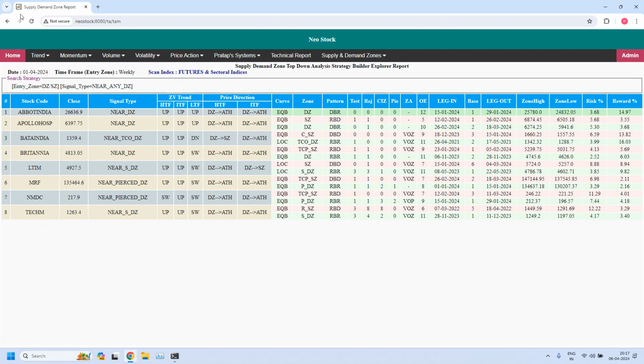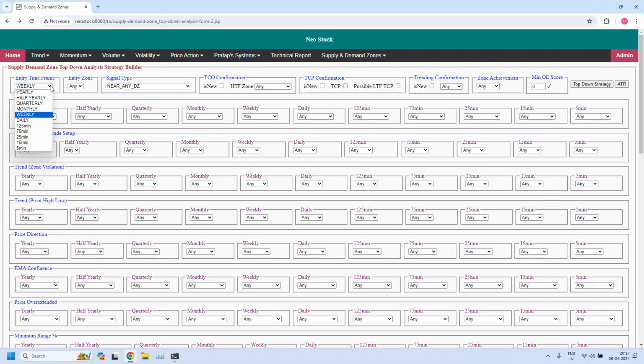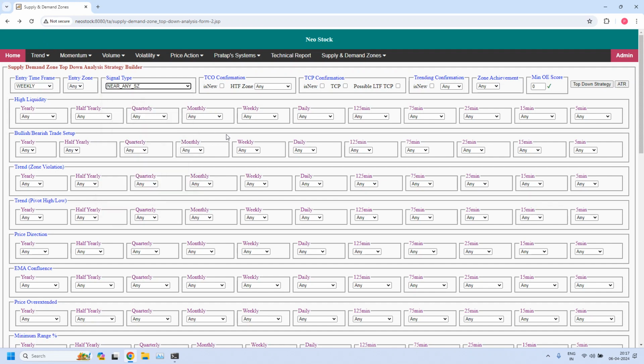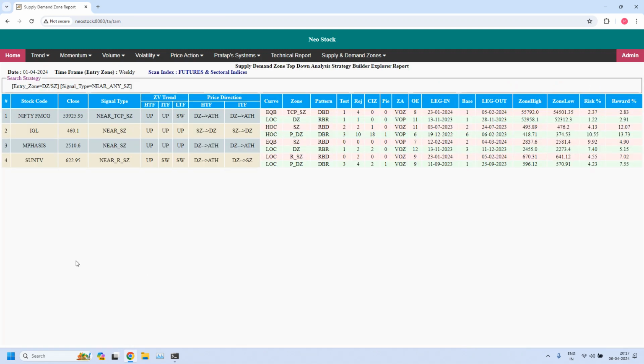So let me go back. For weekly time frame, let us find the stocks near a weekly supply zone. So these 4 stocks are filtered near to the weekly supply zone.